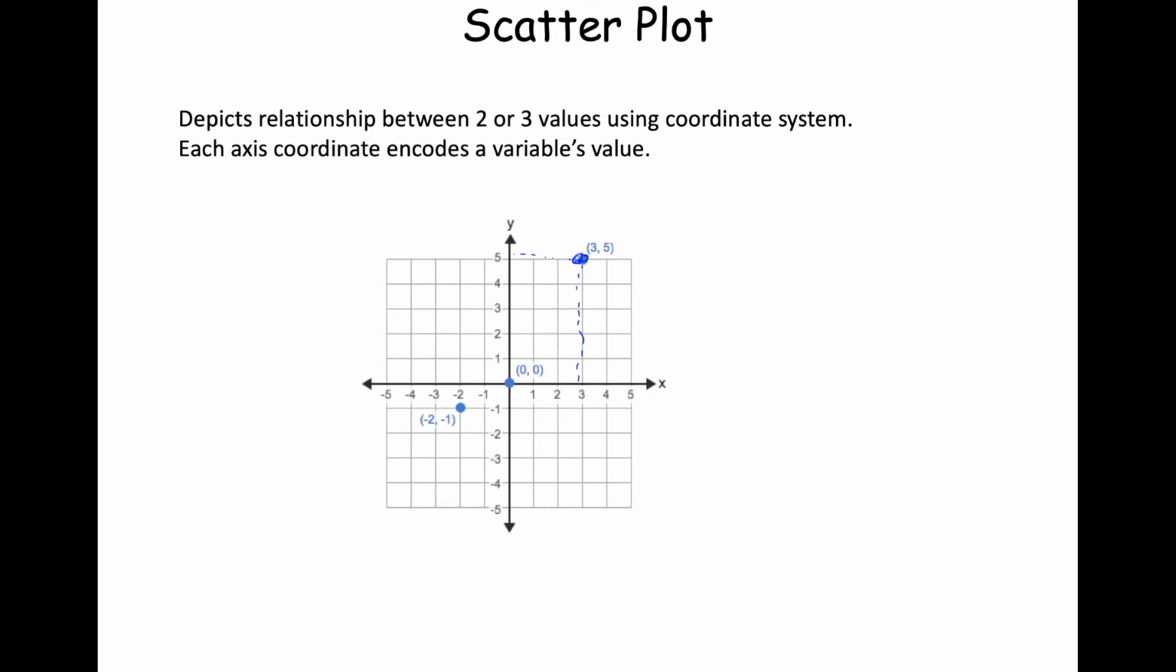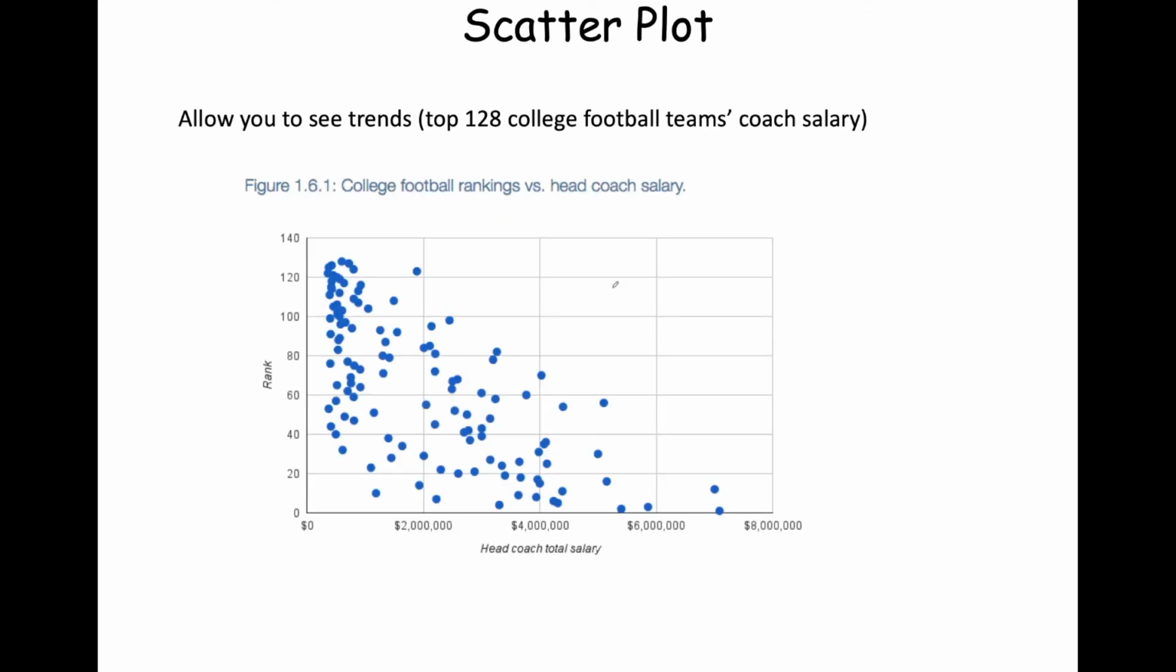And so in this case, x variable has value 3 and y has a value of 5. Now, of course, the scatter plot allows you to look at the relationship between 2 variables. So here's a scatter plot, and this particular scatter plot is used to depict a college football team's ranking relative to a head coach's salary for the team.